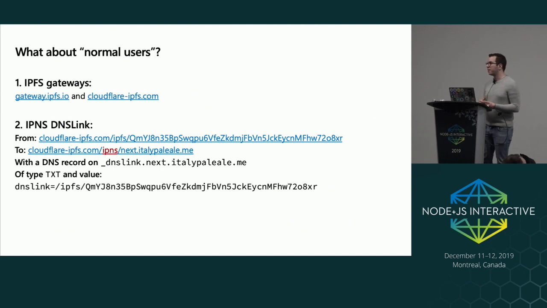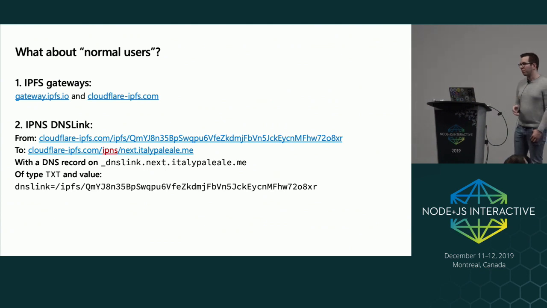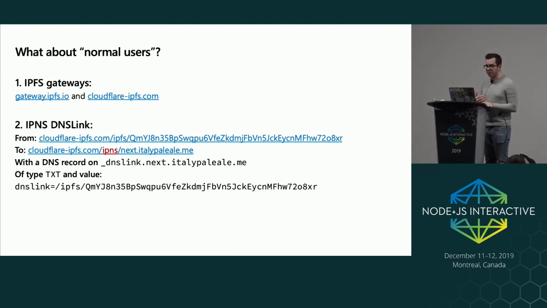So we can create a TXT record on a domain, and that TXT record can contain the address of a document inside IPFS. For example, if I want my app to be available on next.italypaleale.me, I will create the TXT record on _dnslink dot the address, and that TXT record contains the content that you see here. Now that I've done that, anyone, even you right now on your laptops or phones, can go to cloudflare-ipfs.com/ipns, watch out for the N this time, and type the domain next.italypaleale.me, and that will load your app, the very same app.